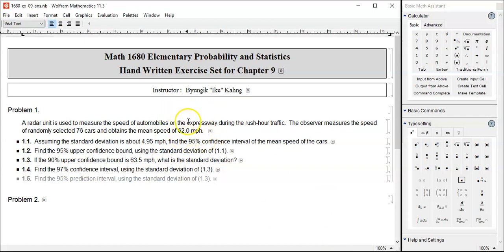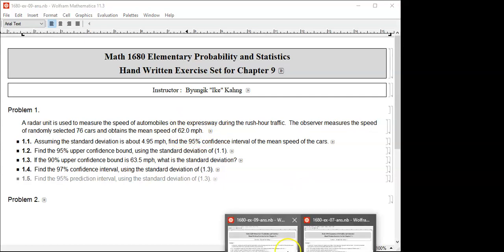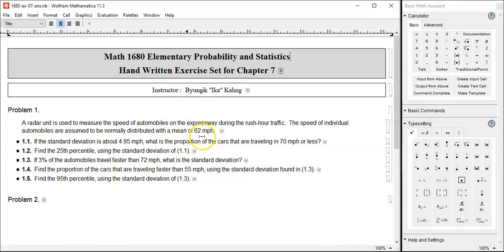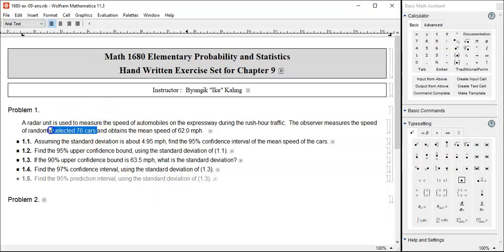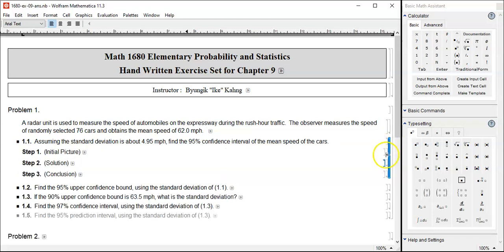We don't know the mean speed here, the real mean speed. Here, let's assume the mean is 62. Difference number 2. Here, we are considering individual automobiles. Here, randomly selected 76 cars. So those are two big differences. Remember those two, and let's go to the problem. Assuming the standard deviation is about 4.95, find the 95% confidence interval of the mean speed of the cars.